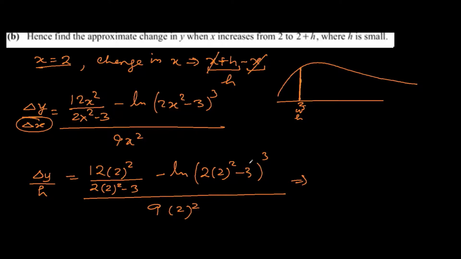Don't put this in a calculator because it becomes very complicated. If one small wrong entry is there, you may get a wrong answer. So 2 square is 4, 4 times 12 is 48.